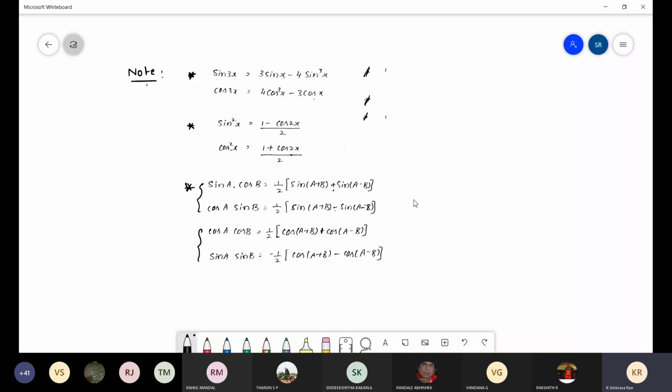Whatever is required, I'm giving as a note. We have a lot of formulas in trigonometric functions, like tan 3x and tan of A plus B, but here we will not use much. Whatever is required, I'm giving. If you remember this, you will be able to solve the problem. I'll go to the next heading, type 2.